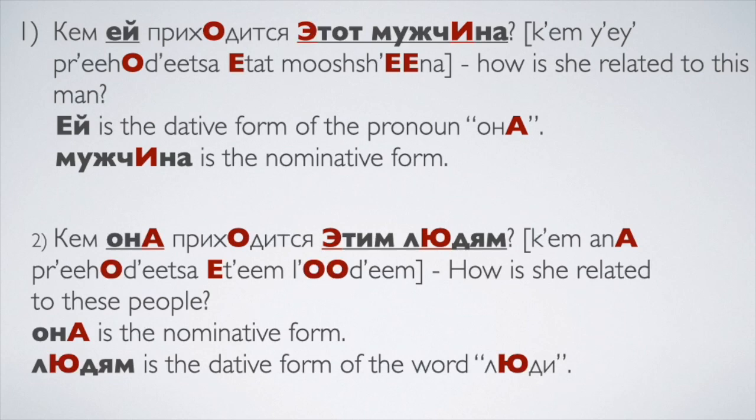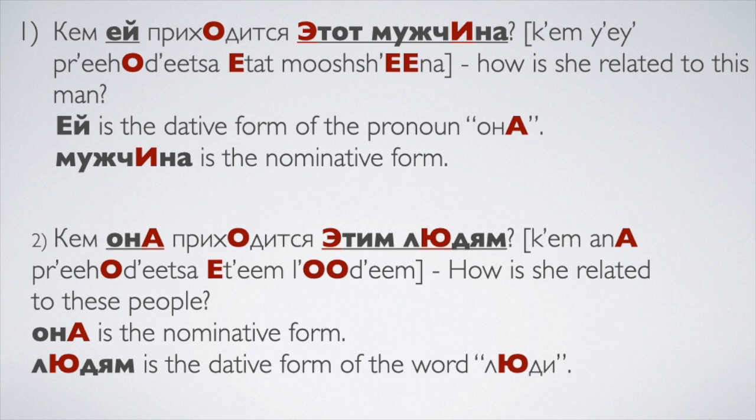Now I'd like to draw your attention to the question we ask when we want to find out how people are related to one another. For example, кем ей приходится этот мужчина? This question should be familiar to you from the previous lesson. You've probably noticed that when I asked how Catherine is related to William's parents, the question was phrased a bit differently. Кем она приходится этим людям? If you look closely, you will notice that I've just swapped two words. I placed the dative form, in this case, людям, at the end, and the nominative form of the pronoun она after the question word кем.